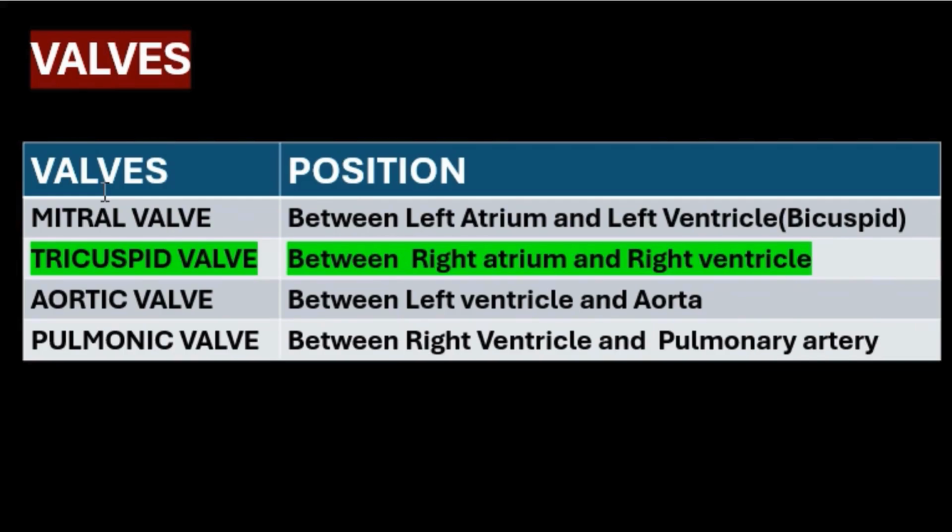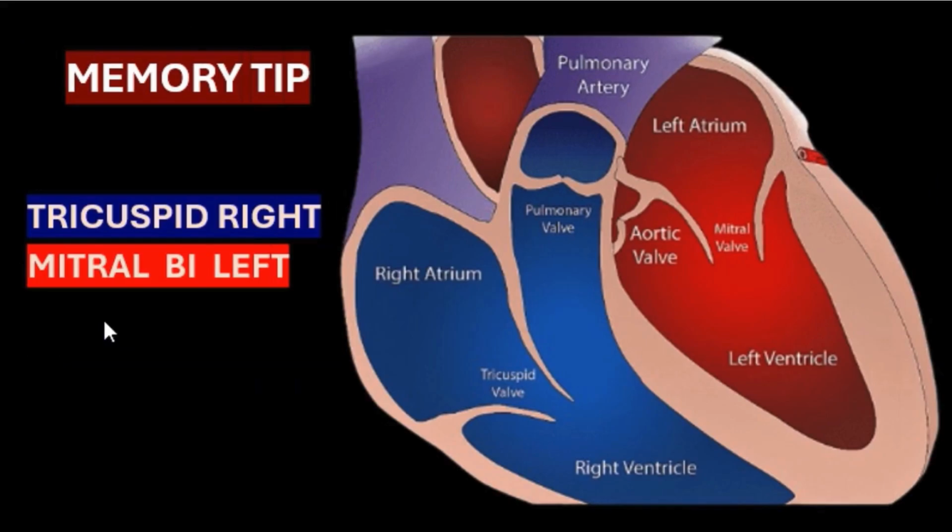Let us see the valves and position. Mitral valve is bicuspid valve. It is between left atrium and left ventricle. Tricuspid valve is between right atrium and right ventricle. Aortic valve is between left ventricle and aorta. Pulmonic valve is between right ventricle and pulmonary artery. Let us see the memory tip here and the diagram for anatomy here.